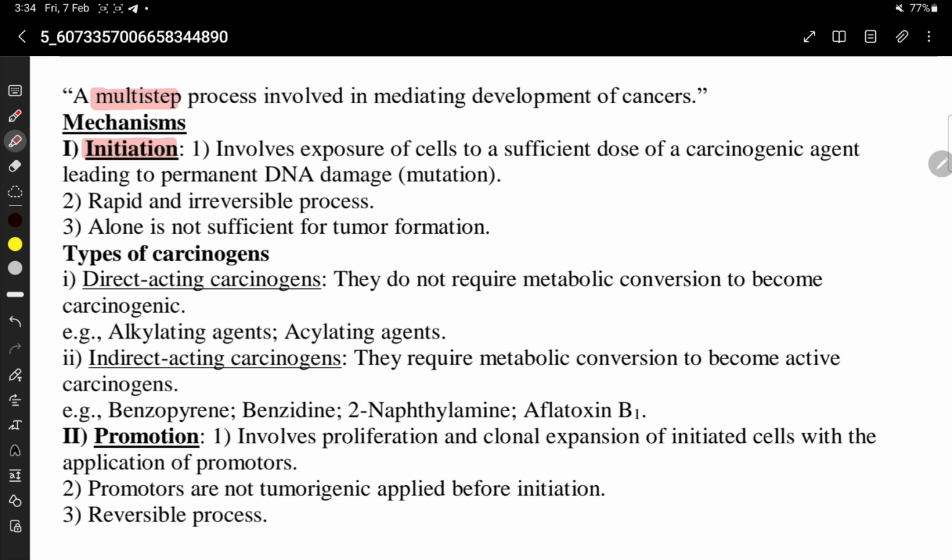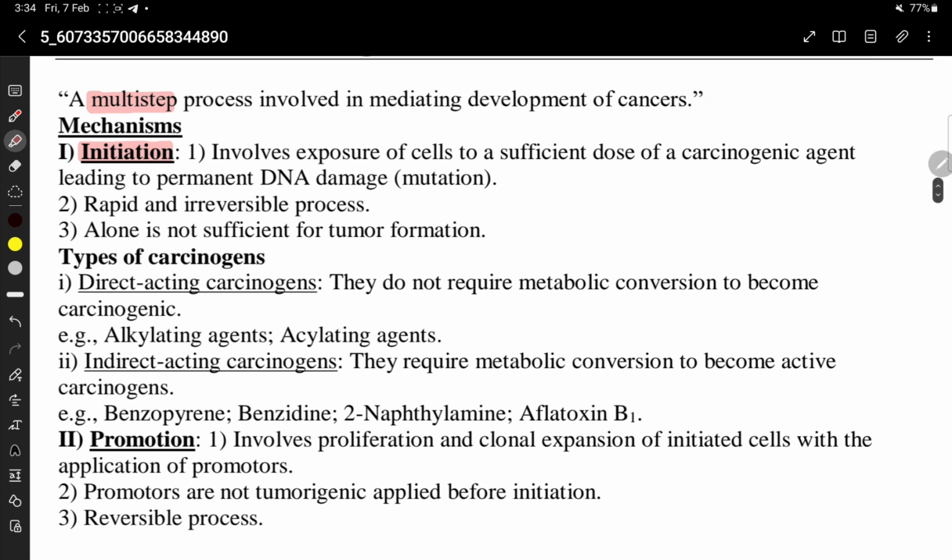First is initiation. Initiation involves exposure of a cell to a sufficient dose of a carcinogenic agent, leading to permanent DNA damage or mutation. It is a rapid and irreversible process.